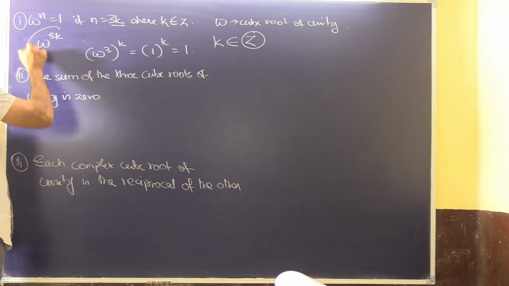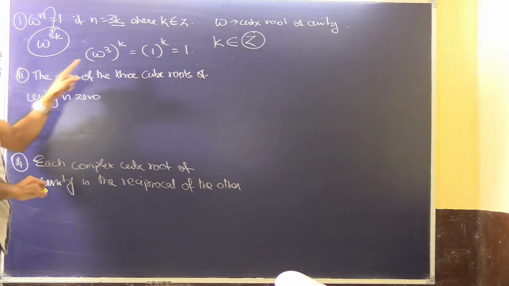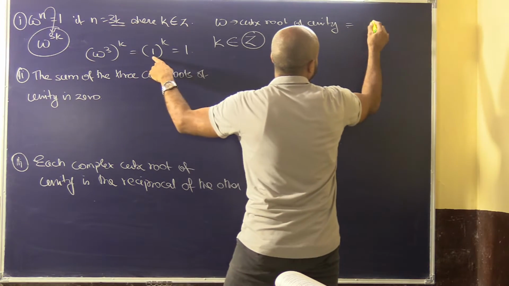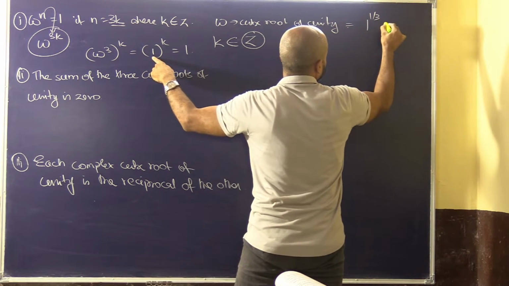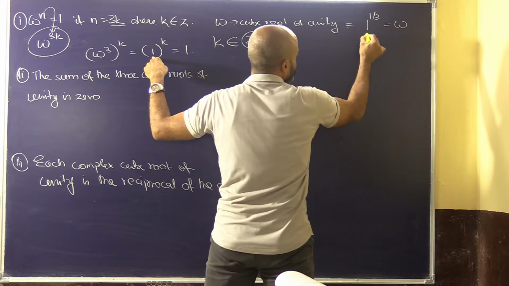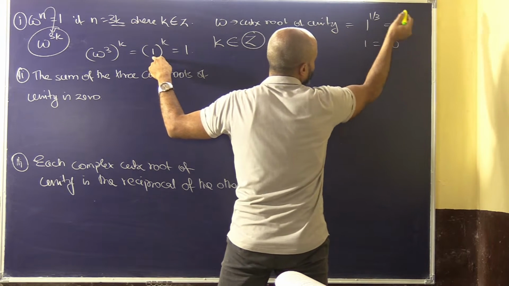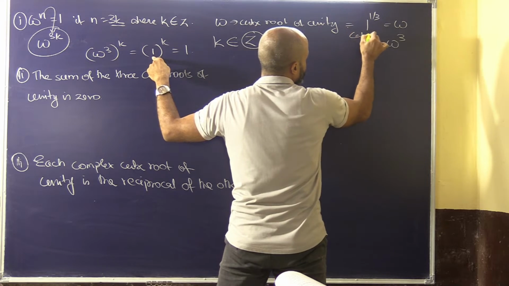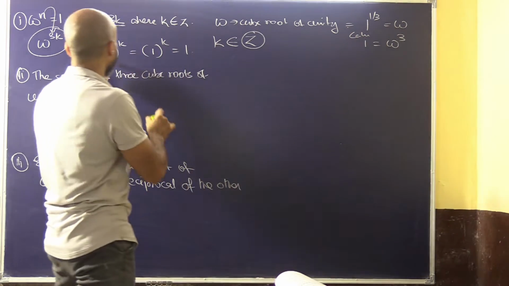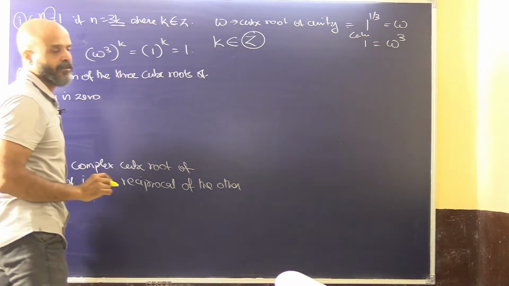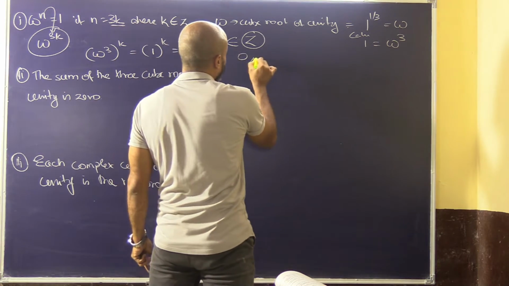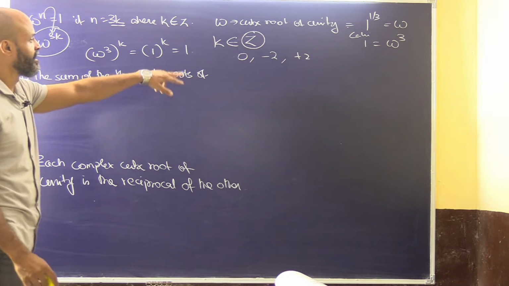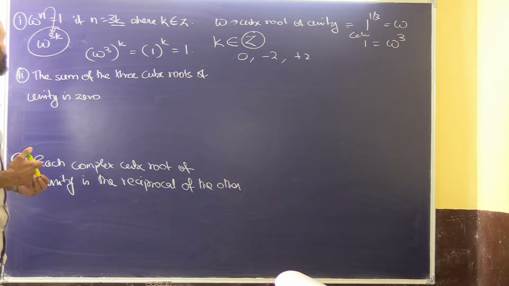See, omega to the power of 3k, if I put n as 3k here, so omega cube to the power of k, and we know that omega is a cube root of unity. So 1 to the power of 1 by 3 is equal to omega. So if I cube both sides, we will have 1 is equal to omega cube. So obviously this value will be 1, 1 to the power of k will be 1, irrespective of whether k is 0, or negative, or positive. Any number it can take, it will always give the result of 1. Okay, so this is one property.